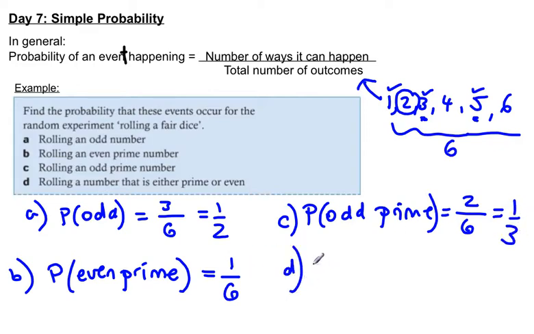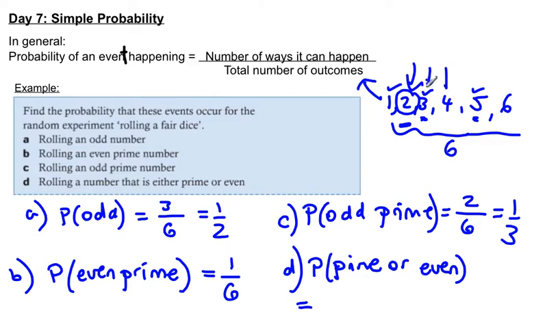And then D asks the probability that a number is either prime or even. So it can be prime or even. So it could be 2 for prime, 3 for prime, 5 for prime, but it could also be even, which could be 4 or 6. So 5 of those numbers are prime or even out of 6.